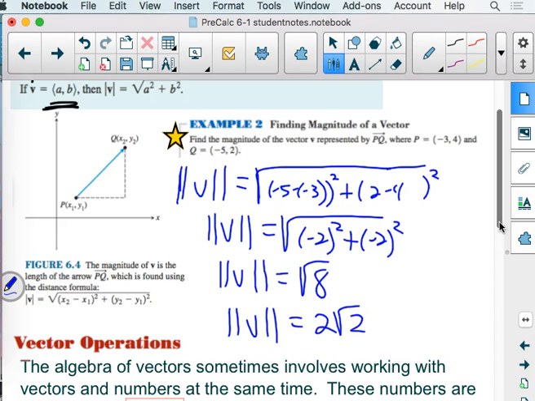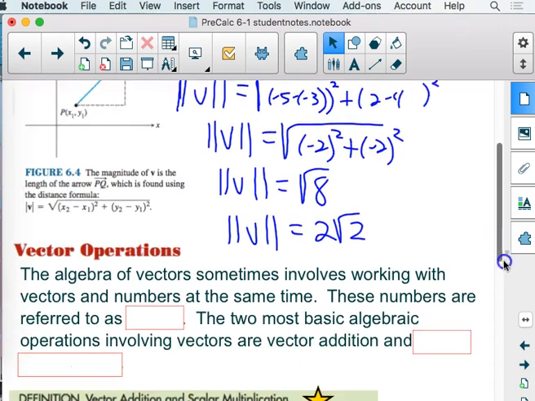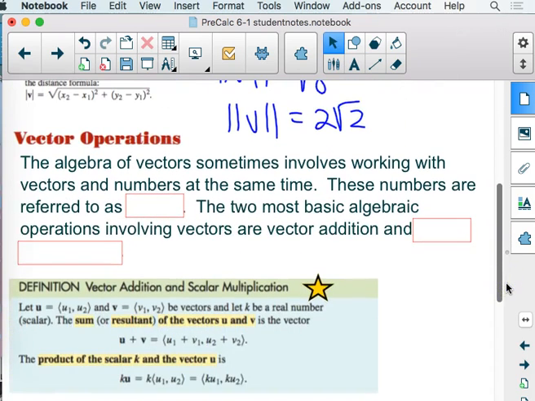I know there were some problems in the homework that got a little weird. Nope, that's example 4. So we'll talk about the weirdness in example 4. All right, this one. Vector operations. Not the toughest thing we're ever going to do.